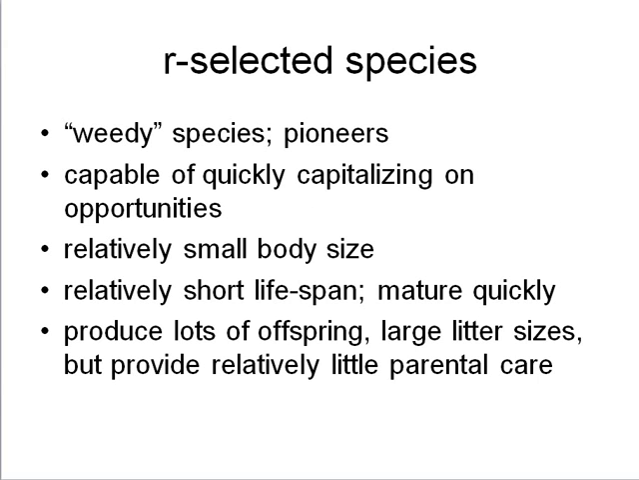R-selected species are good pioneers. They take advantage of new opportunities. Weeds tend to be R-selected species. They have generally small body sizes. They reach sexual maturity quickly. They specialize in making lots of offspring quickly and dispersing them widely. Rather than putting a lot of effort into parental care, they mass-produce babies and hope that a few find a good place to live. Dandelions and some species of spiders are good examples of R-selected species.